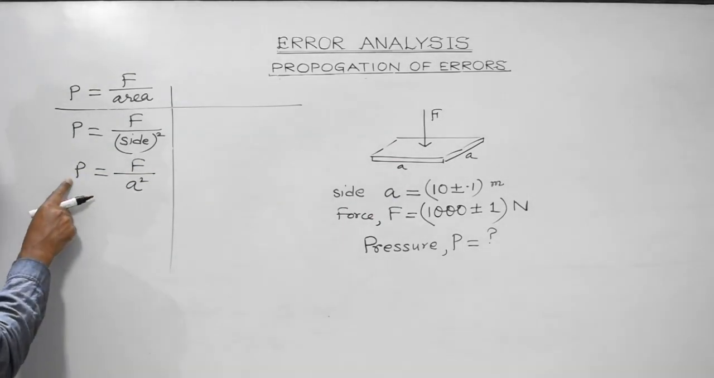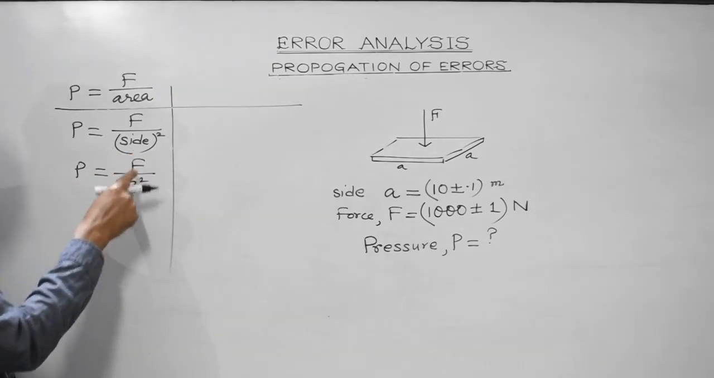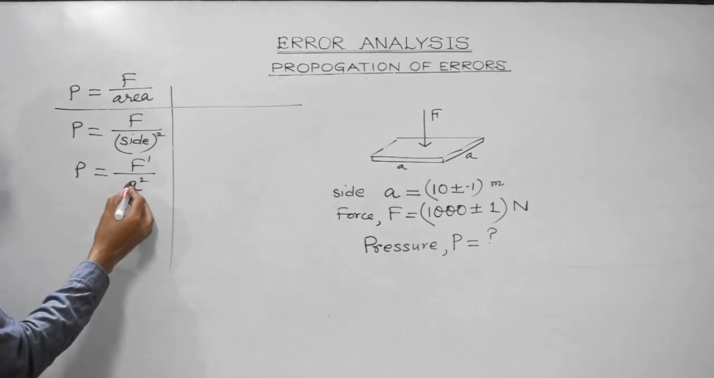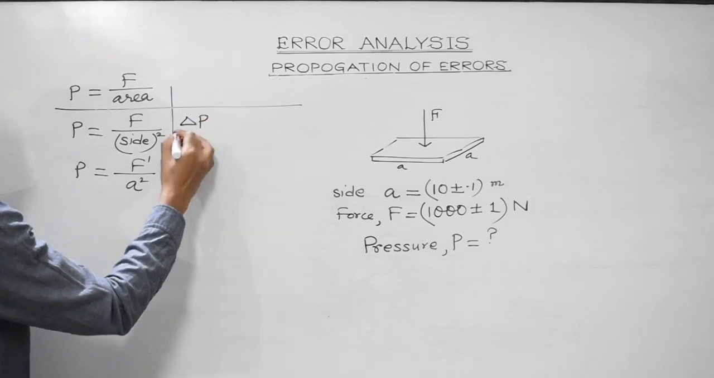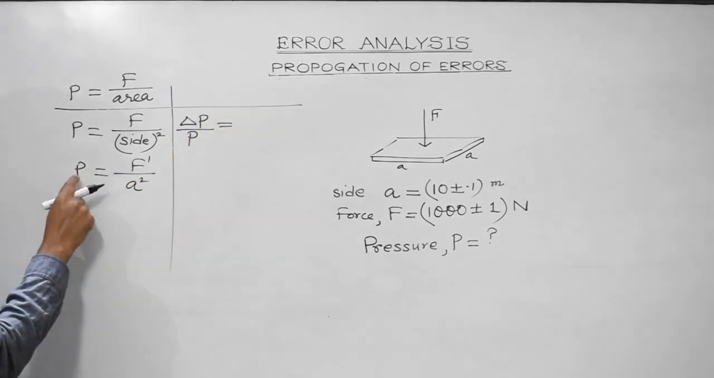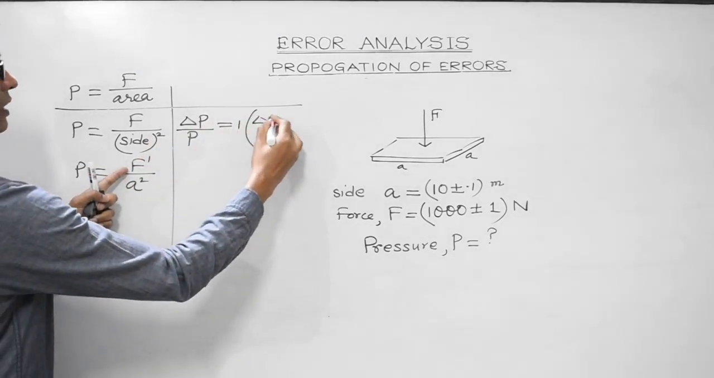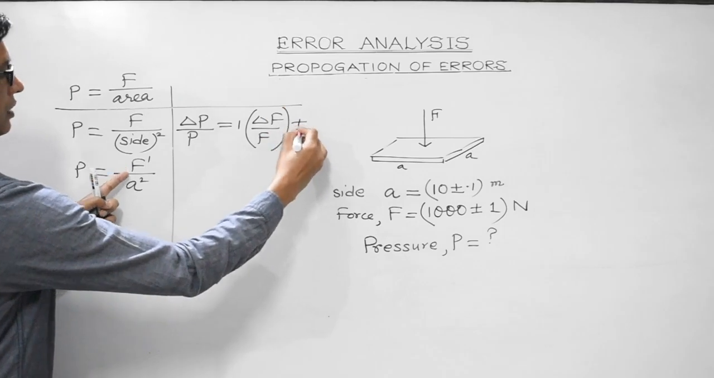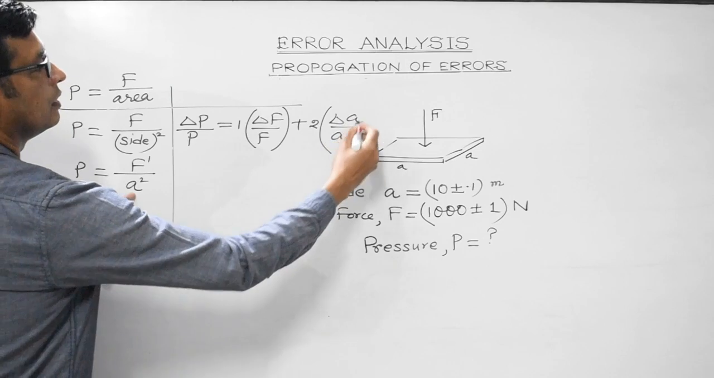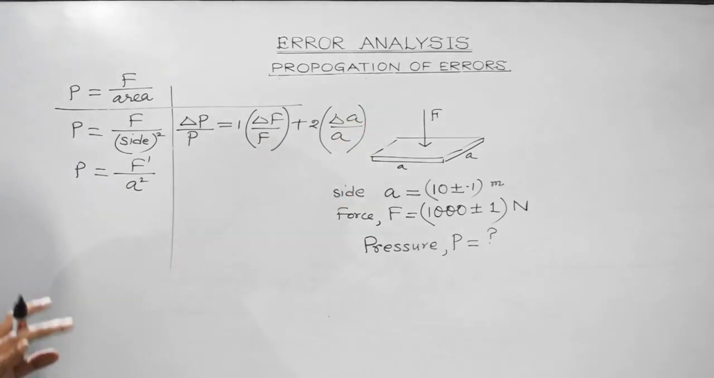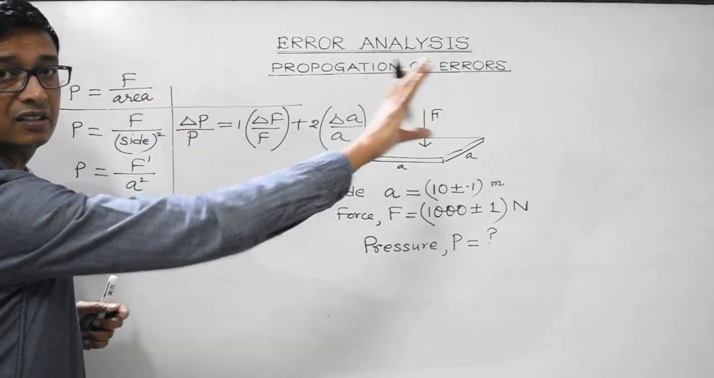Now look, this is the result involving the power of some measured quantities. So its power is 1 and the power of side is 2. So how will the errors be propagated? It will be del P by P, the maximum relative error in the pressure, equal to 1 time the maximum relative error in force plus 2 times the maximum relative error in side. Is it clear, students? So we have to deal separately. True value and errors have to be dealt with separately.